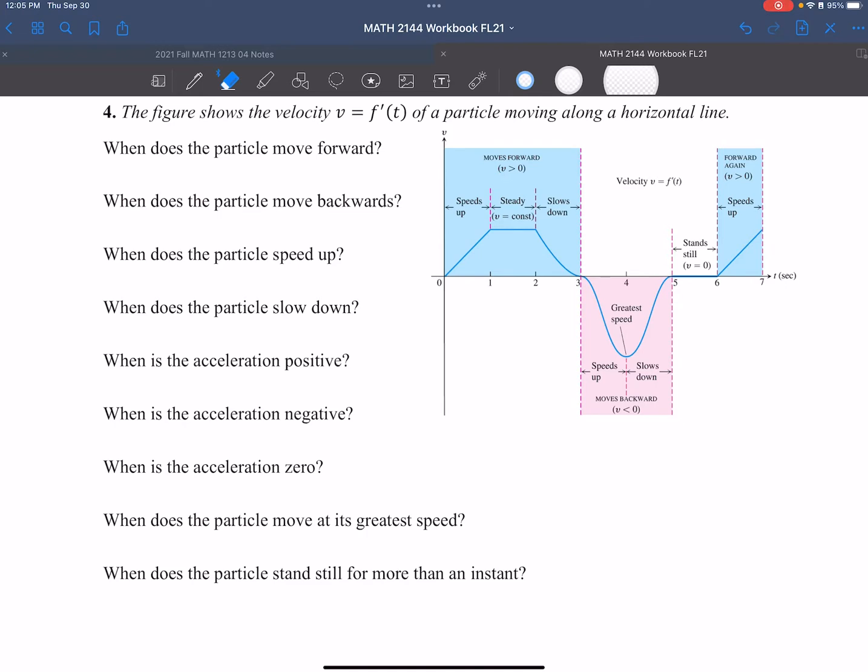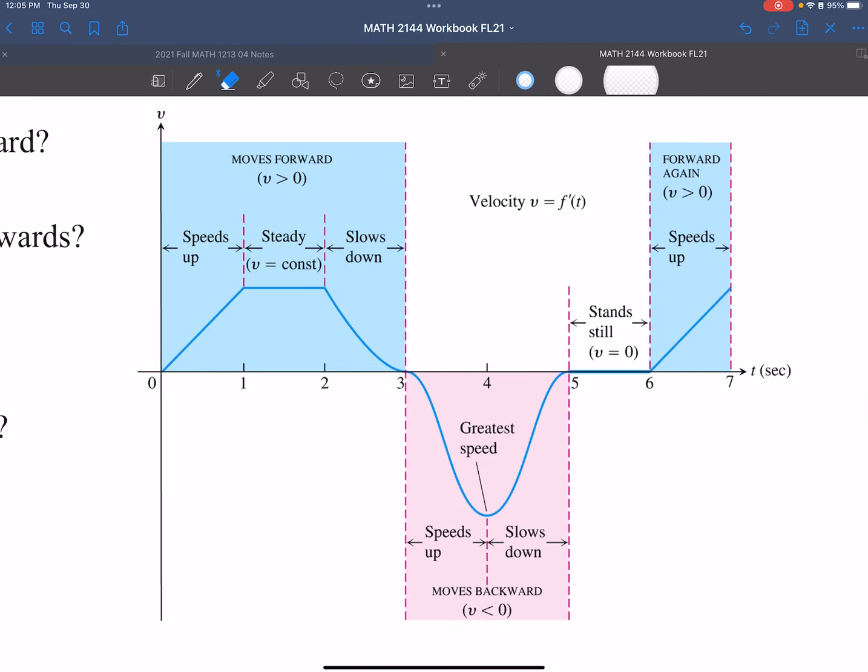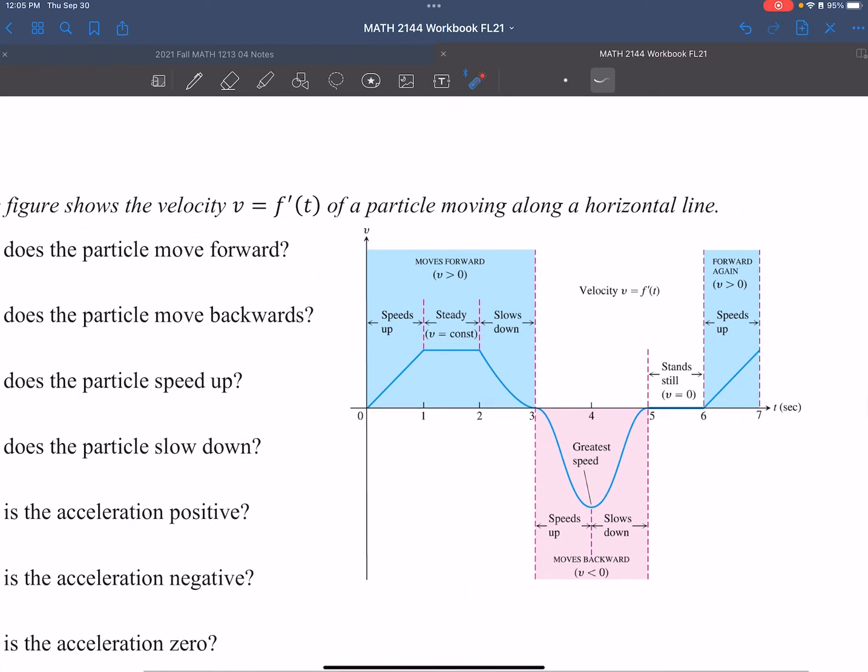with a graph. So first of all, whenever you go to read a graph, let's go ahead and just look through what this graph represents. This graph right here represents the velocity of some object. I believe it explains that we are looking at a particle moving along a horizontal line.